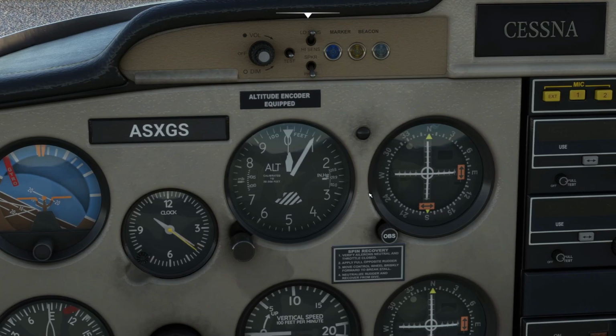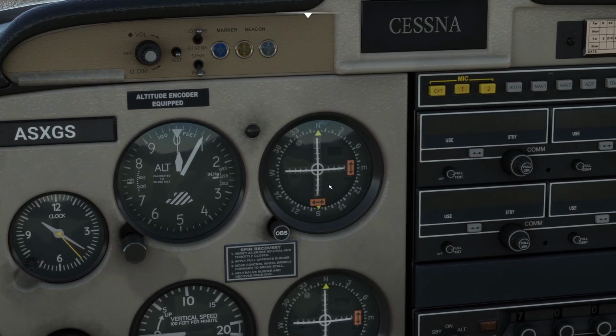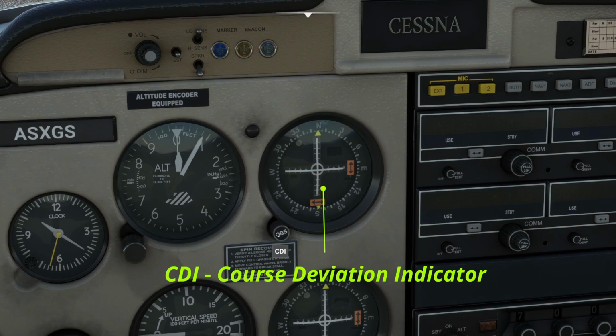Then we have our CDI, our course deviation indicator. This is for use with VORs, ILSs, that sort of thing. This is our OBS knob, and this is how we adjust what radial we'd like to track to or from.